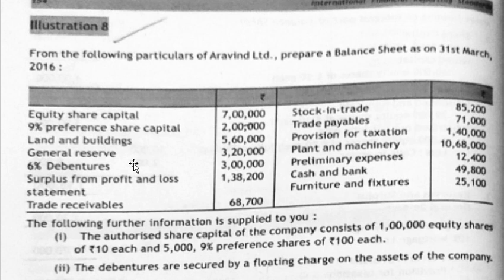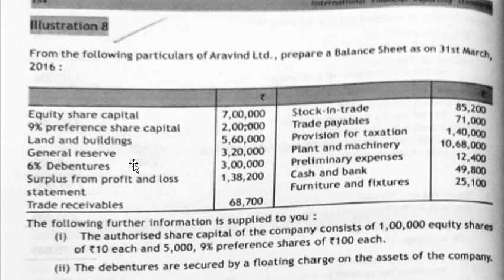Equity share capital 7 lakh, 9% preference share capital 2 lakh, land and buildings 5 lakh 60,000, general reserves 3 lakh 20,000, 6% debentures 3 lakh, surplus from profit and loss 1 lakh 38,200, trade receivable 68,700, stock in trade 85,200, trade payable 71,000, provision for taxation 1 lakh 40,000, plant and machinery 10 lakh 68,000, preliminary expenses 12,400, cash in bank 49,800, furnitures and fixtures 25,100.